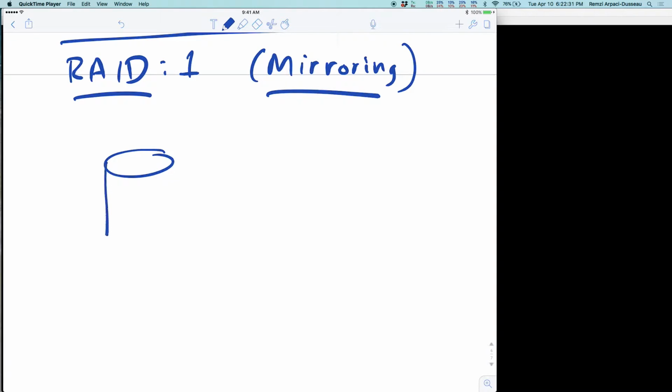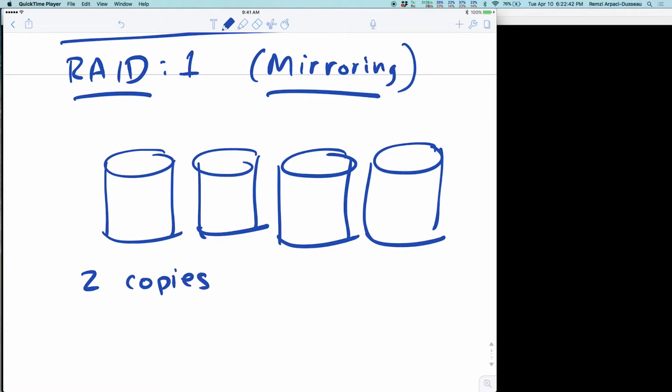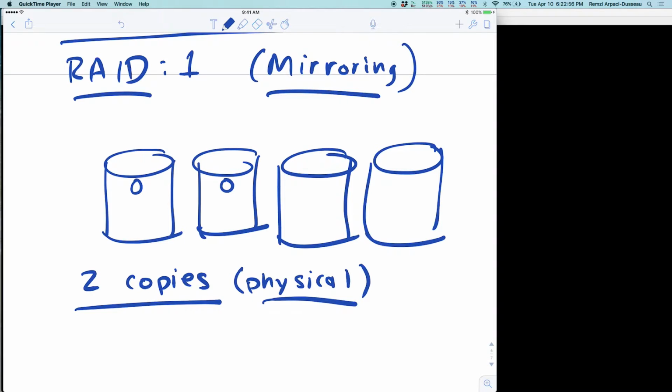We'll again have our disks here like this, and then we have that mapping problem again. But what we're going to do is for each logical block, keep 2 physical copies. So maybe we'll do something like this. Block 0 we'll put here: 0, 0, 1, 1, 2, 2, 3, 3, 4, 4, etc.